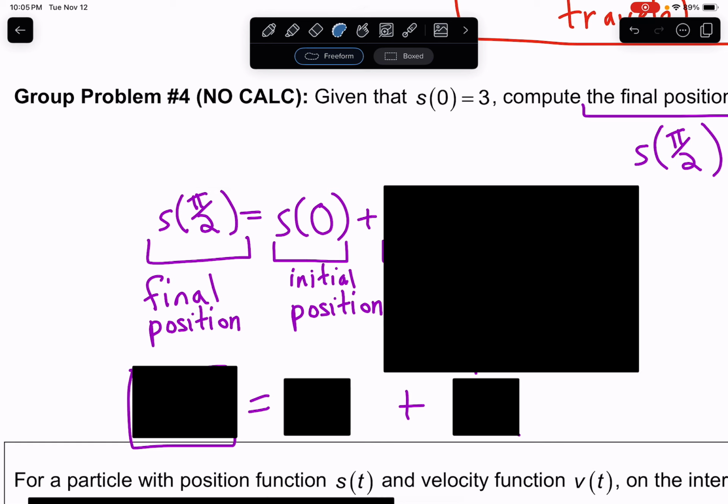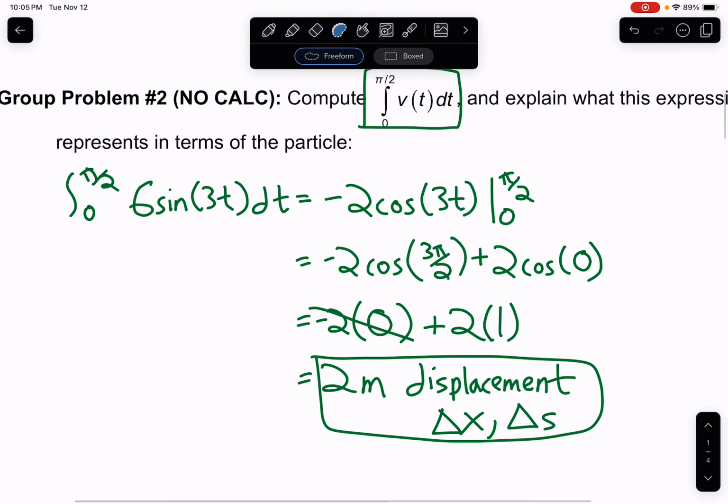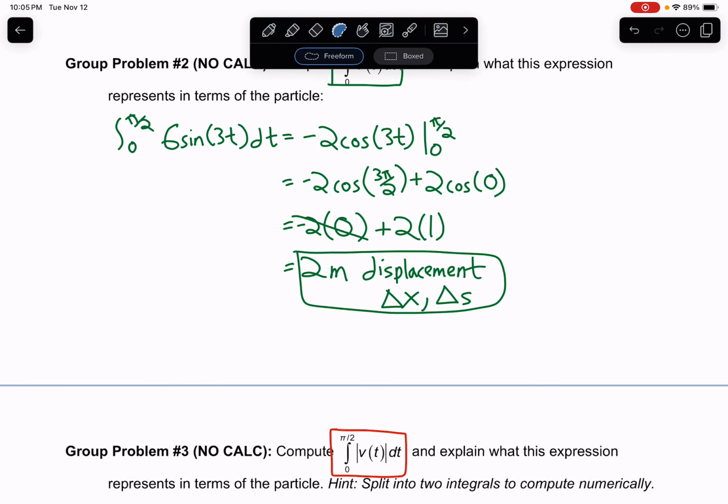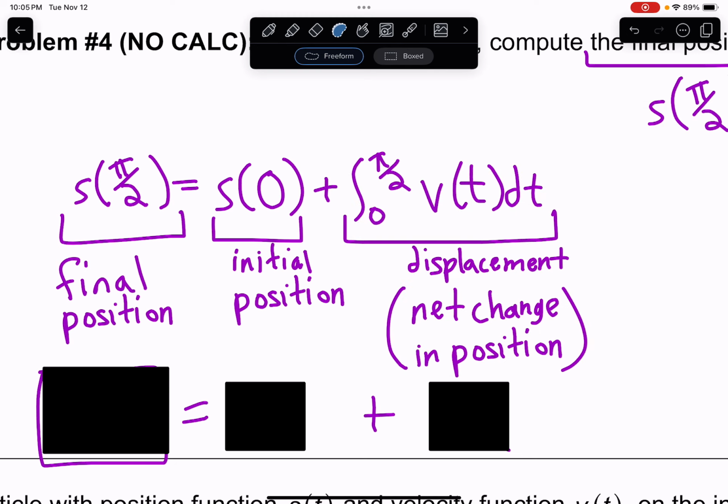And what am I going to add on to this? I'm going to add on, let's go back, that would be the displacement, right? The integral of velocity gives me the change in position, whether it's positive or negative. And so from s of 0, if I add on the integral of v of t dt from 0 to pi over 2, again, in this specific context, we call it displacement, but in general, it is the net change in whatever your v of t is measuring the rate of change of. Velocity measures the rate of change of position, so when I take its integral, I get net change in position.